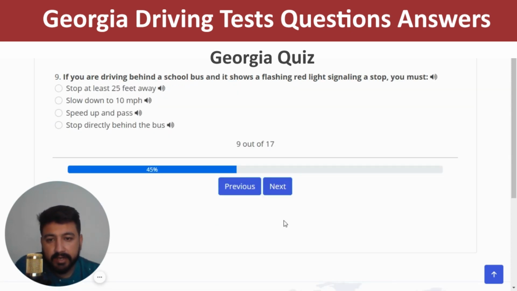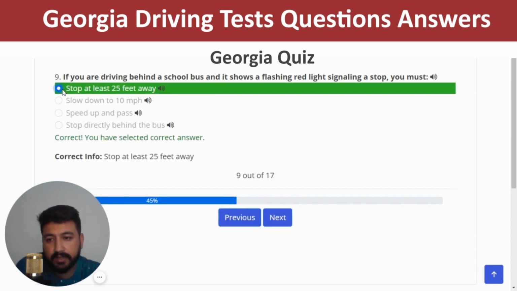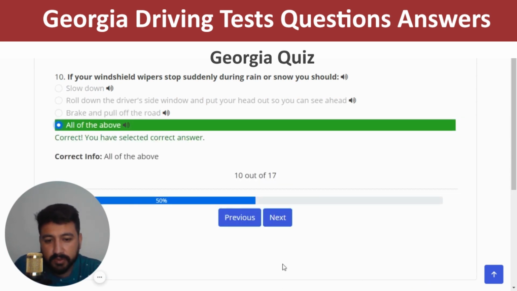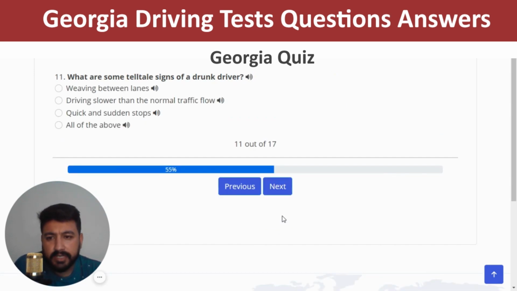If you are driving behind a school bus and it shows a flashing red lights signaling a stop, you must... The right answer is stop at least 25 feet away, which is the first option. And yeah, next. The 10th question is, if your windshield wipers stop suddenly during rain or snow, you should... The right answer is all of the above, which is the fourth one. Correct. And next. The 11th question is, what are some telltale signs of a drunk driver? The right answer is again the fourth one, which is all of the above.